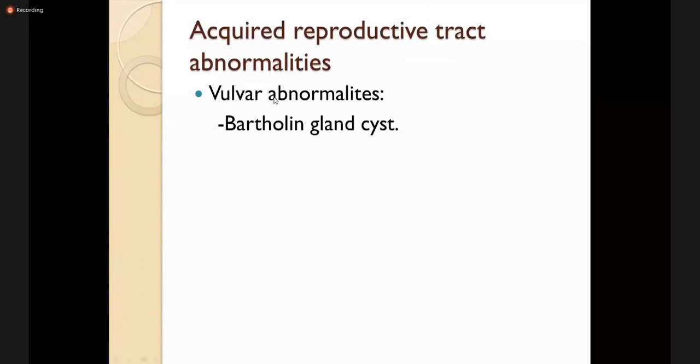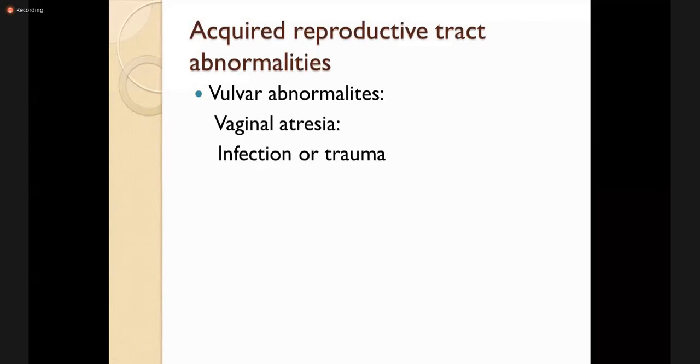In acquired reproductive abnormality, there can be a Bartholin gland cyst. When it's obstructed, it can form a cyst lined by epithelial lining, and it will produce painful cystic swelling. So we can diagnose this in cases of cystic swelling in the vulva. Most of these abnormalities can be very well treated.